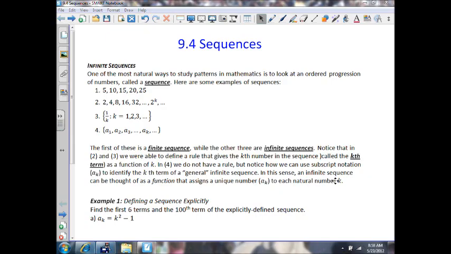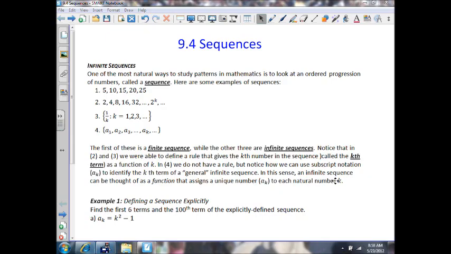Now the first of these four is a finite sequence, while the other three are infinite sequences. Notice that in 2 and 3 we're able to define a rule that gives the kth number of the sequence, called the kth term, as a function of k. In 4 we don't have a rule, but notice how we can use subscript notation a sub k to identify the kth term of a general infinite sequence. In this sense, an infinite sequence can be thought of as a function that assigns a unique number a sub k to each natural number k.